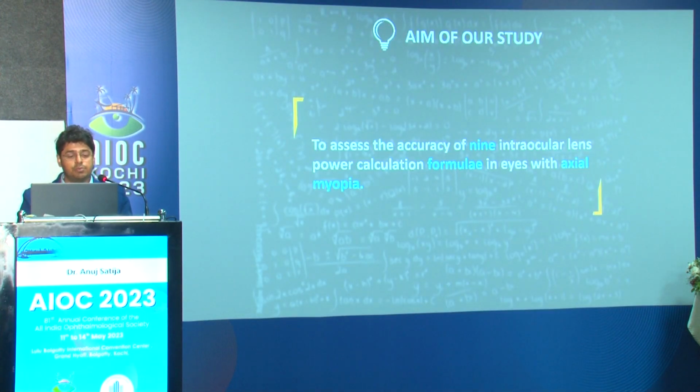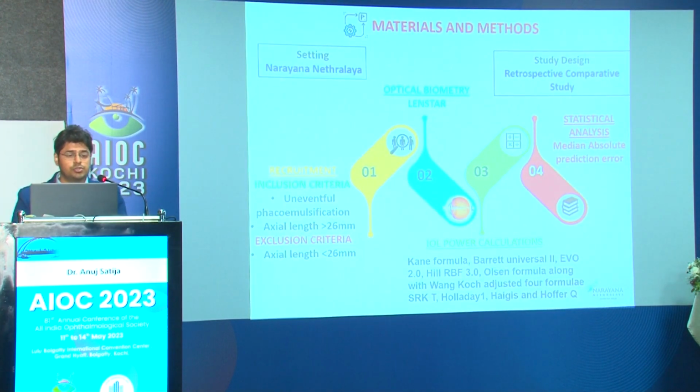So the aim of our study was to compare all the newer generation formulas with the older generation formulas, along with the use of Wang-Koch adjustment for the older generation formulas, which improves the accuracy in myopic cases. Our setting was a tertiary care center in Bangalore. It was a retrospective comparative study, and we used data from patients who underwent uncomplicated phacoemulsification. Their axial length was greater than 26 millimeters, and exclusion criteria included any other ocular pathology and axial length lower than 26 mm.